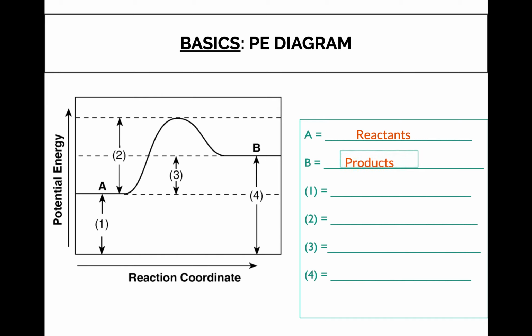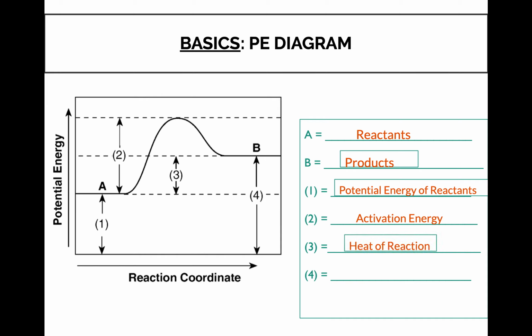B is going to be the products. Number one is the potential energy of the reactant. Number two is our activation energy. Number three is the heat of reaction. And number four is the potential energy of the products. Understanding the PE diagram is very essential for understanding today's topic. So make sure that you write this slide in your notebook and you're able to decipher which point on the graph represents what vocabulary term on the right.